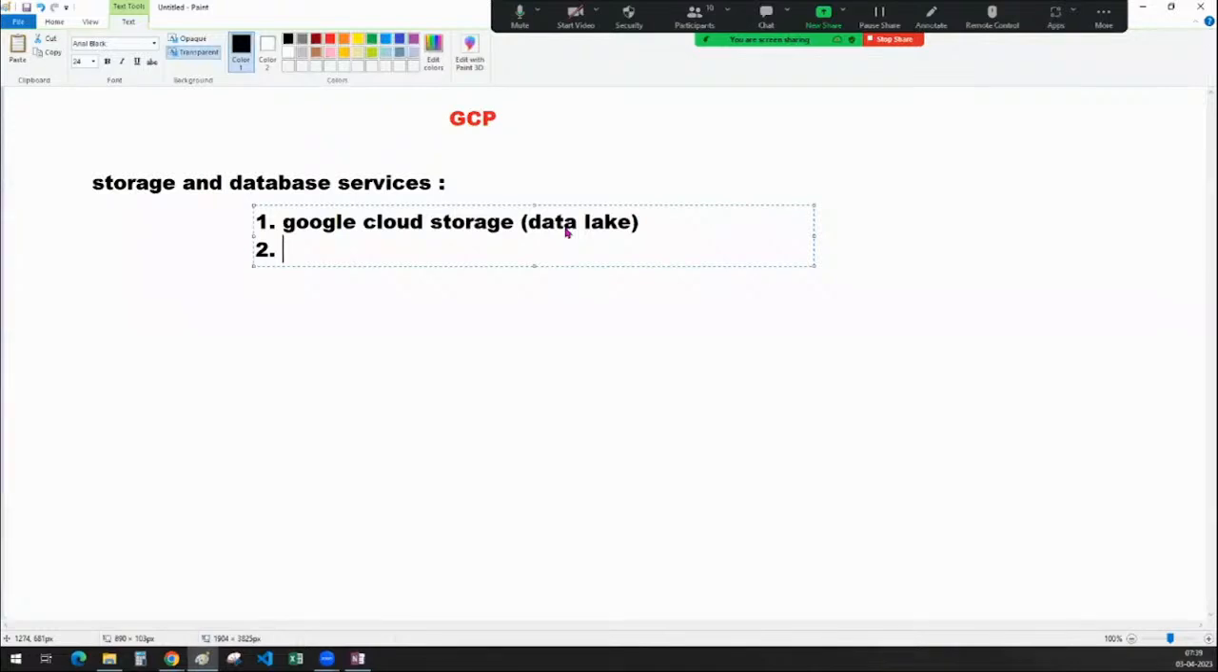And one more thing. This is the storage perspective. What about the database perspective? For RDBMS solutions, we have Cloud SQL and Cloud Spanner, guys. We have two services which are considered RDBMS solutions. What is Cloud SQL, guys? Cloud SQL is one of the fully managed services provided by the GCP for running MySQL, PostgreSQL, as well as SQL Server engines.